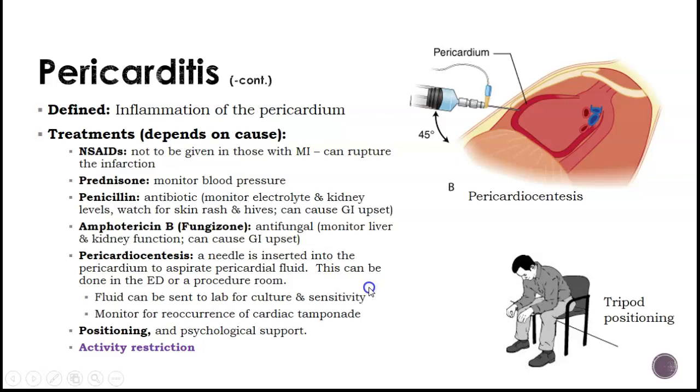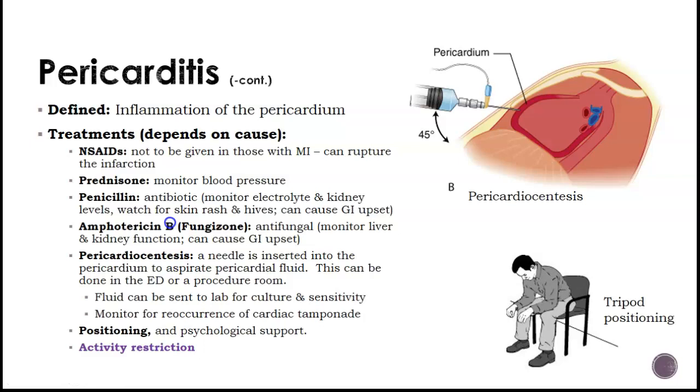As you look at it, you're going to find that the treatments for the different inflammatory disorders of the heart are going to be very common across the board. Anti-inflammatories to help with inflammation. They should not be given to those with a history of MI, because they can actually rupture the infarction. Prednisone will help lessen the immune response. And the other treatments are going to have a lot to do with what the etiology is.